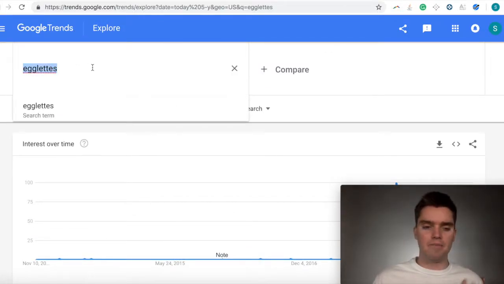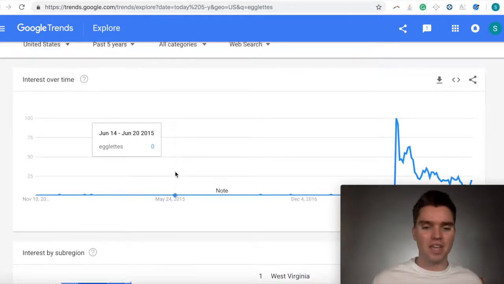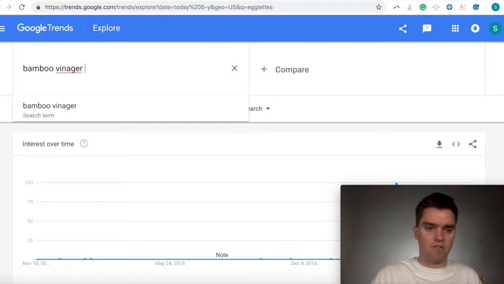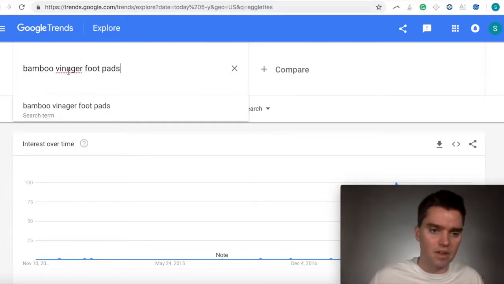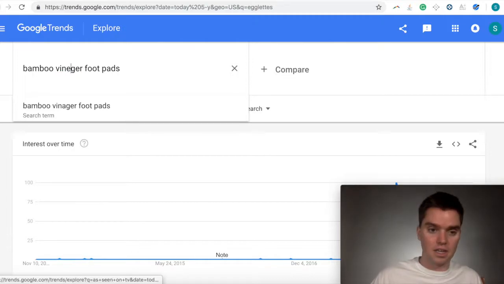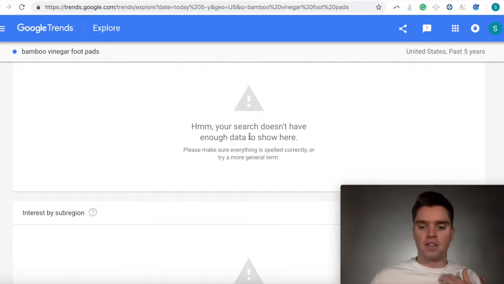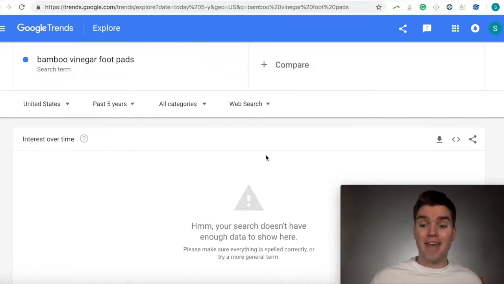And one thing I will say is you might type your keyword into the search term, and you get some messy data. Let me give you an example. What's a really specific product? Let's do bamboo vinegar foot pads. If you get a screen that says your search doesn't have enough data to show here, that means your keyword is too small, and you need to build it out a little bit more.